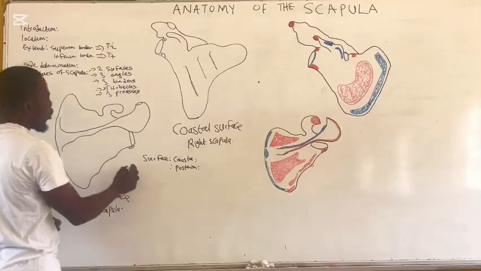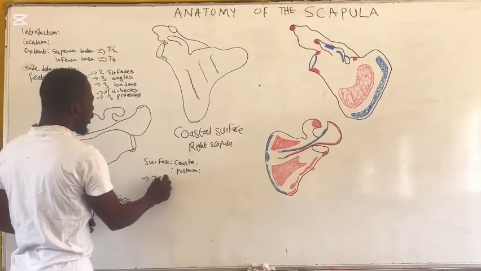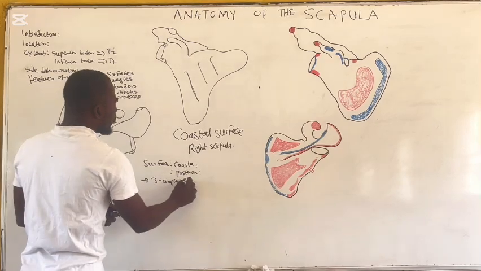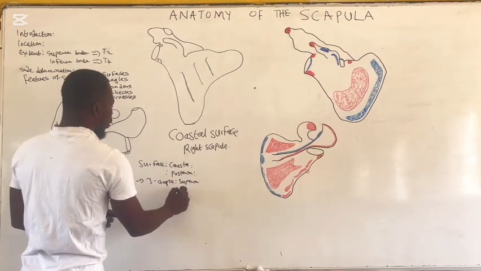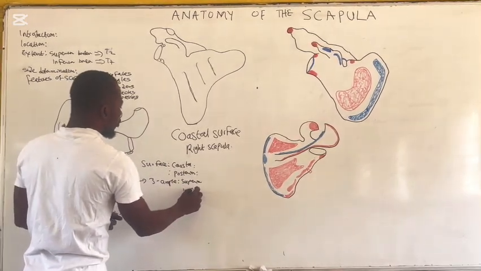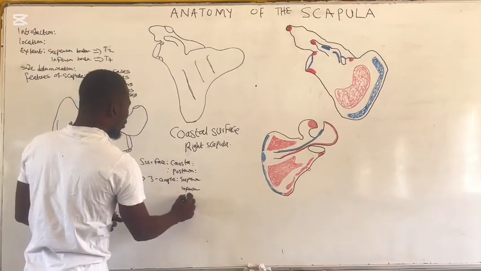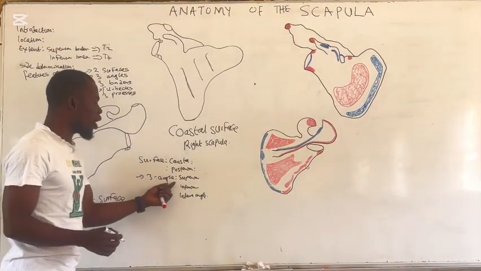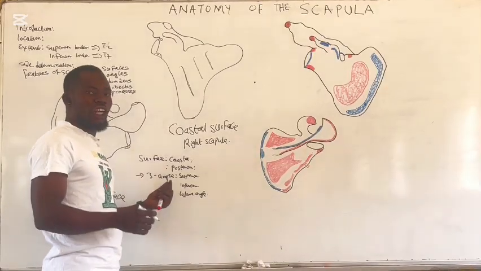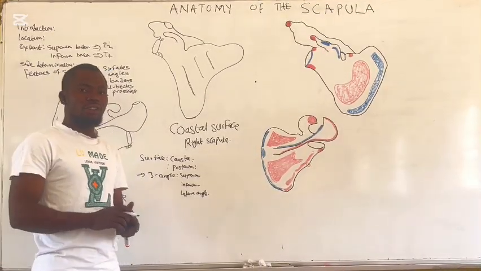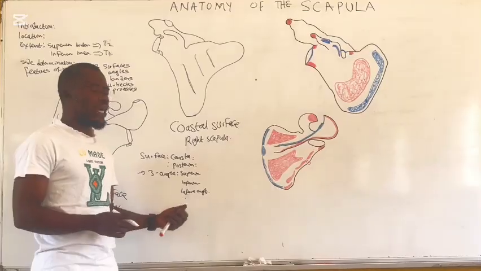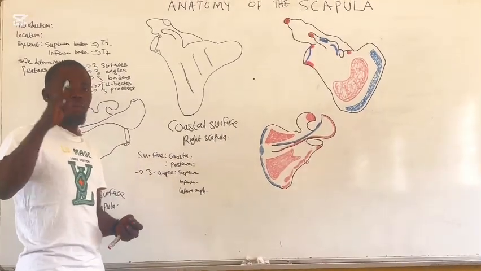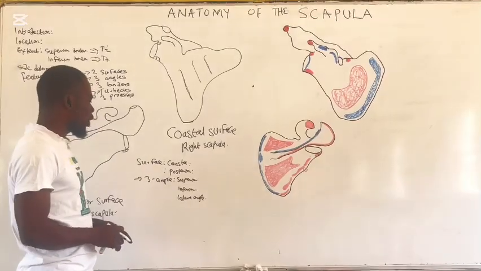The next is the angles of the scapula. We said it has three angles. The angles are the superior angle, the inferior angle, and the lateral angle. The superior angle of the scapula corresponds to the second thoracic vertebra, and it forms a bridge, or a link, between the superior border and the medial border.